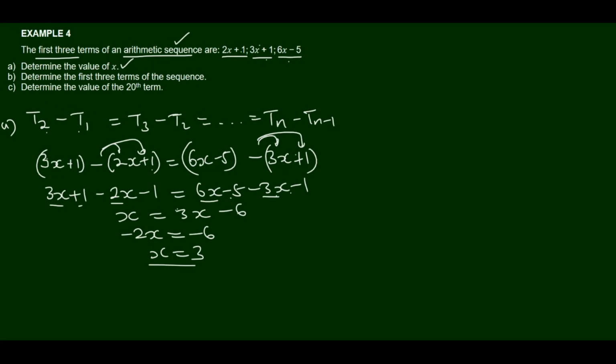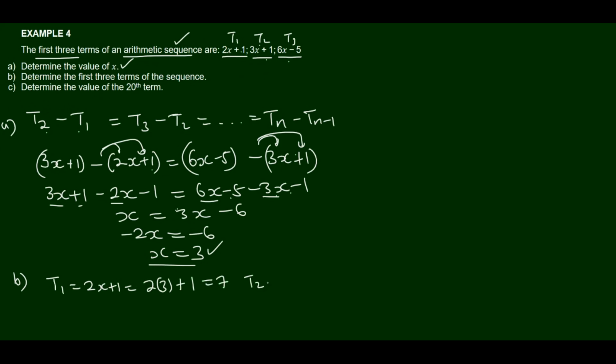Then B says, determine the first three terms of the sequence. So we have our first term. This is T1, this is T2, this is T3. So we can find our T1, which is equal to 2x plus 1. But we know that x is 3 from our question A. So it's going to be 2 times 3 plus 1, which is 7.